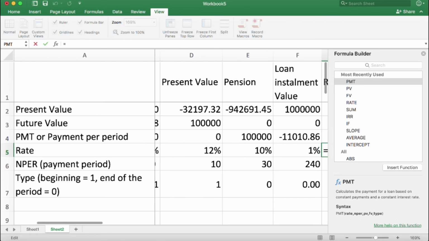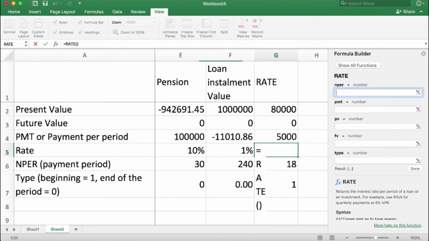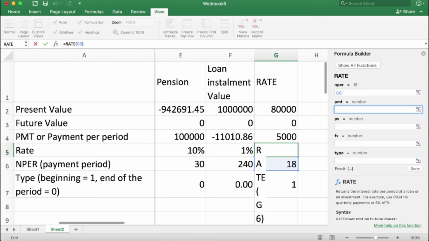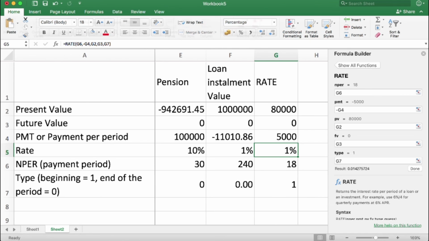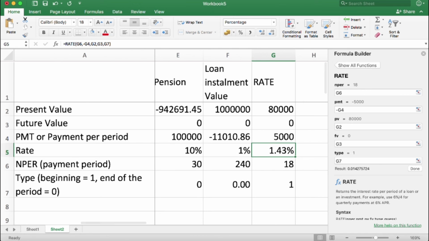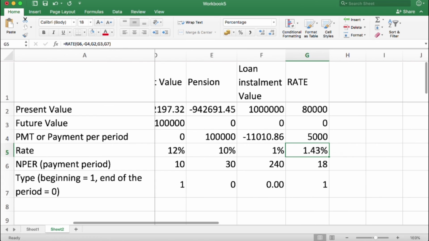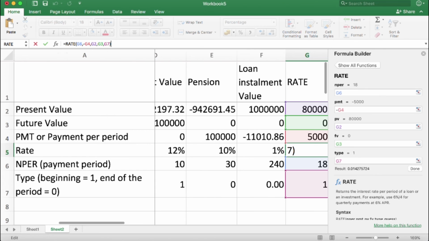Let's invoke the function. The rate function, insert. NPER is 18 months. PMT is 5,000, but that has to be negative since it is a cash outflow, a minus value. Present value is 80,000. Future value is 0 and type is 1. So the interest rate is equal to 1.43%.